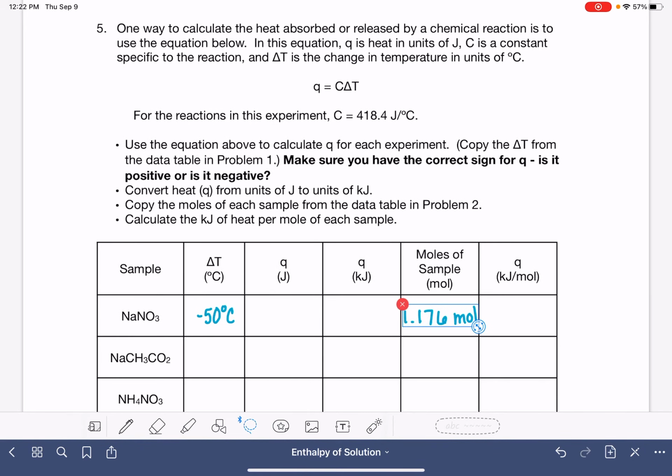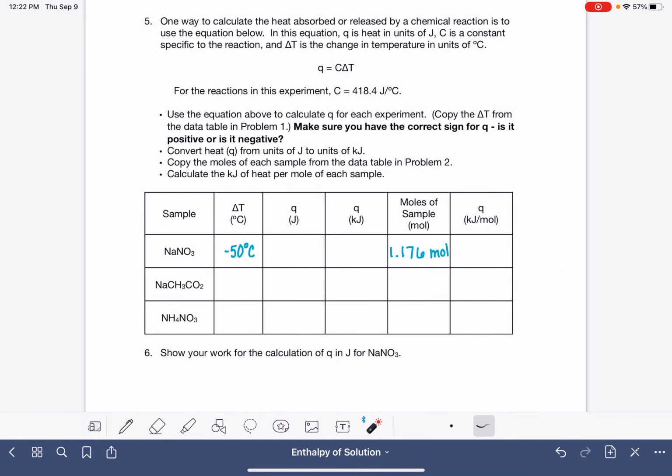Now for the rest of this table, it is telling us that we are going to be calculating Q. Q is the symbol for heat, using this equation right here. Q is calculated by taking C, the constant heat capacity, which is given to us right here, and multiplying it by the change in temperature. So down here is where we're going to show our work for that. Q equals C delta T.